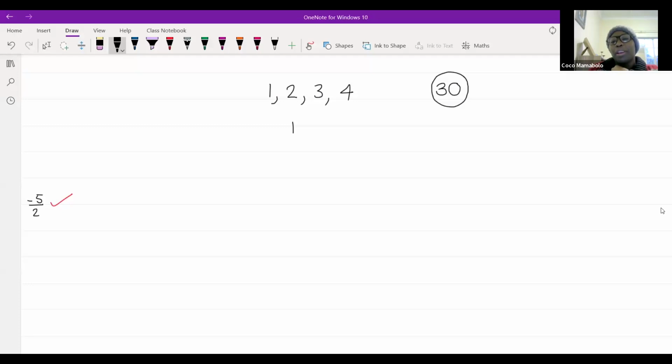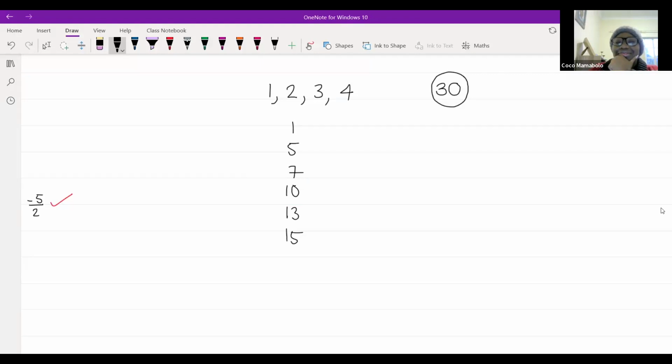1. I'm going to pick 4. That takes us to 5. Pick another number. 2. That will take us to 7. I pick 3. That takes us to 10. Keep going. 3. That takes us to 13. I pick 2. That takes us to 15.